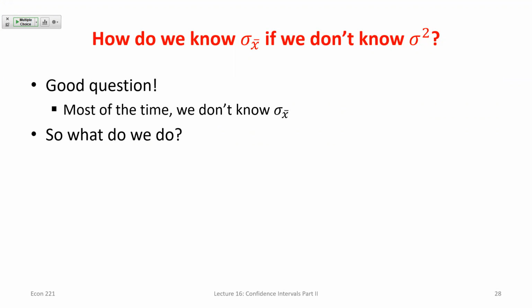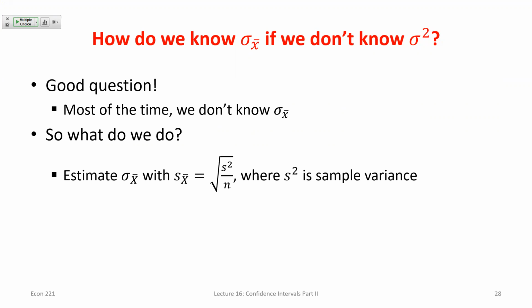Good question. Most of the time we don't know. Basically, we're just going to approximate that population variance with a sample variance. All we're going to do is approximate that population variance with a sample variance.